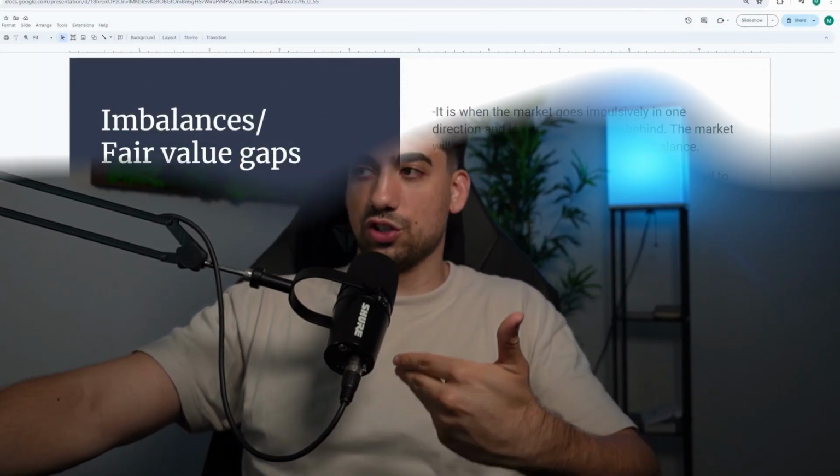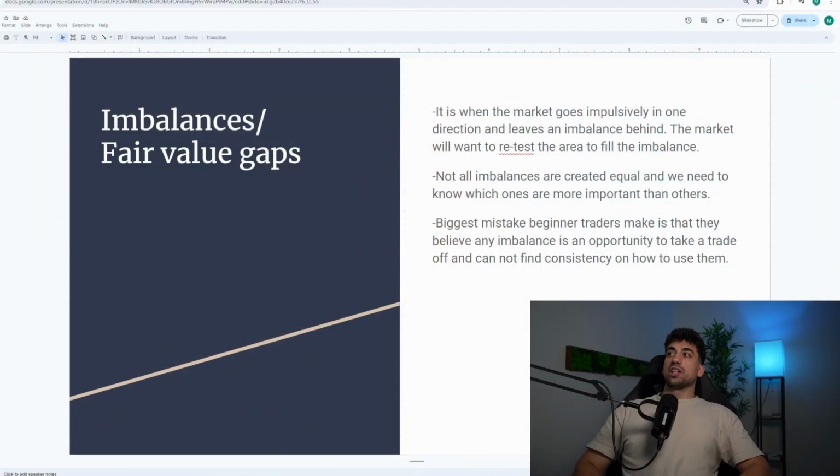Another important concept in the market is understanding where the volume is sitting. Whenever there's a low volume or high volume area, these are called imbalances. The market will seek to fill these imbalances to then eventually correct itself and continue the overall direction. So imbalances, or fair value gaps: this is when the market goes impulsively in one direction and leaves an imbalance behind. The market will want to retest the area to fill the imbalance.